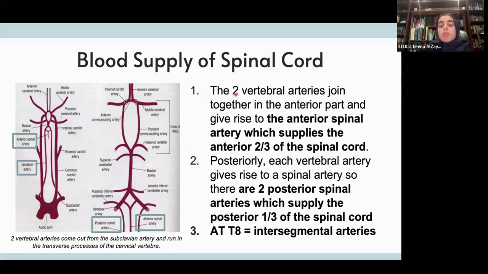So let me read it again. The two vertebral arteries join together in the anterior part and give rise to the anterior spinal artery, which supplies 2/3 of the spinal cord. Posteriorly, each vertebral artery gives rise to a posterior spinal artery, so there are two posterior spinal arteries which supply the posterior 1/3 of the spinal cord. Also, we have extra supply at T8 from the intersegmental arteries, which have a very significant influence on blood supply in the spinal cord. So if they ask what is the blood supply of the spinal cord, you're going to say anterior spinal artery, posterior spinal artery, and intersegmental artery at level T8.